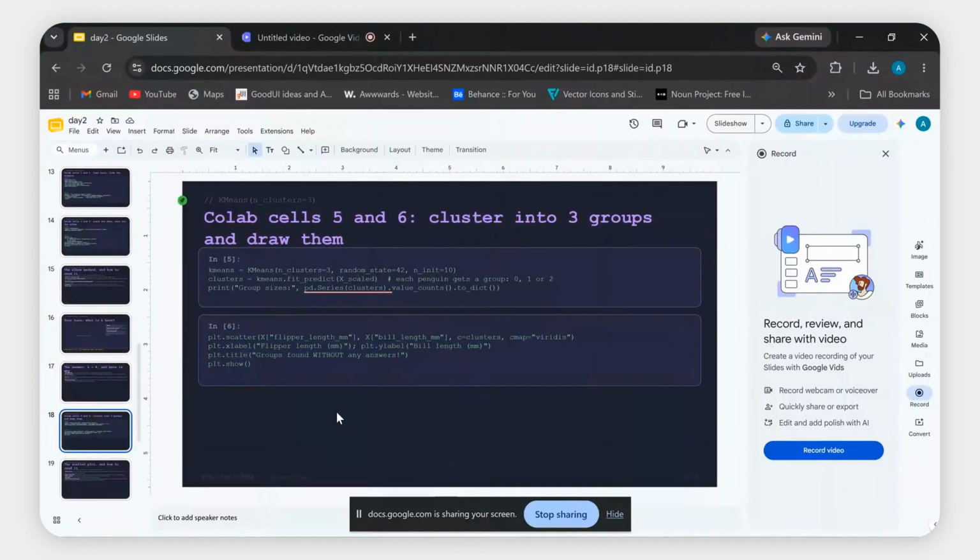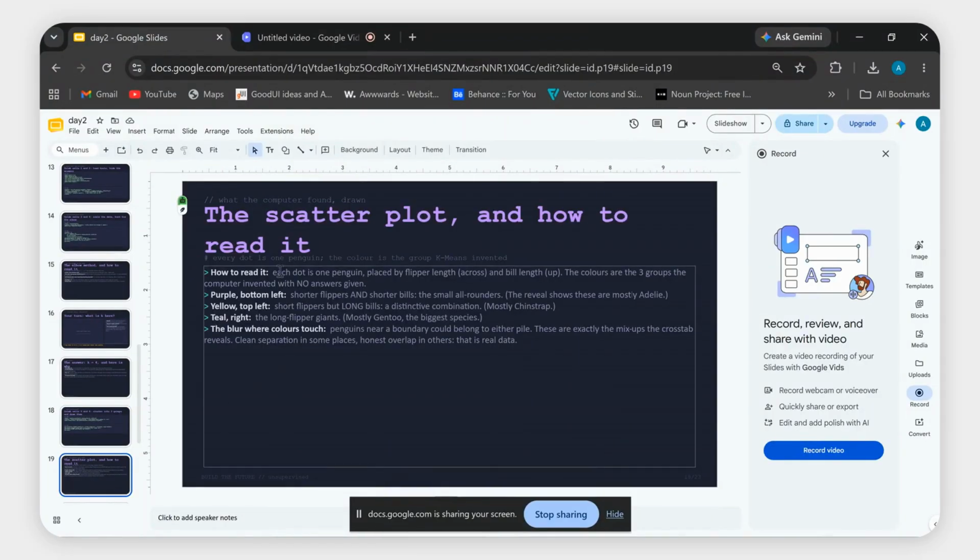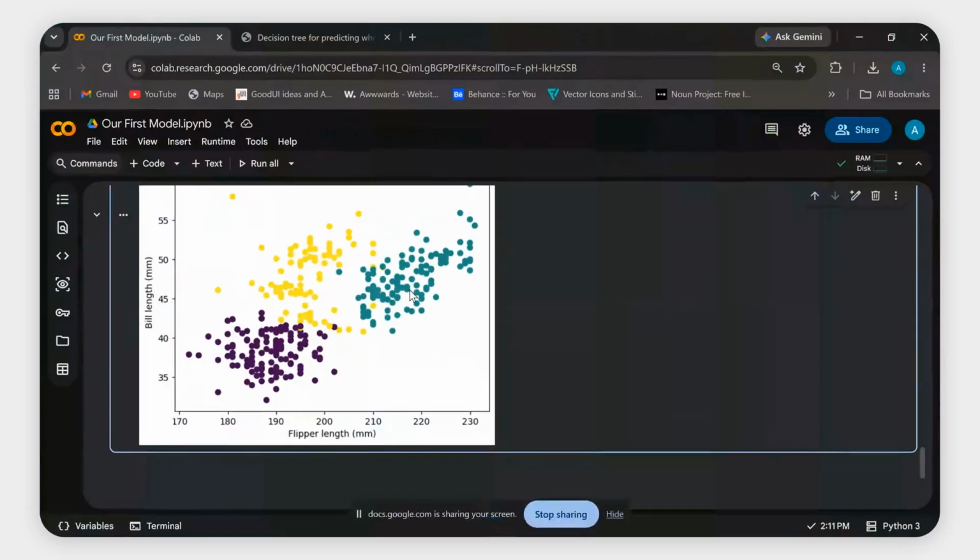Let's go back to our slide. This is the scatter plot, and now to read it. Each dot is one penguin, purple, yellow, and teal. Am I right with the colors? Yeah, purple, yellow, and teal. Every dot is one penguin. Its position is set by two measurements: the flipper length and the bill length. The color is the group number the computer gave it. Remember, the computer grouped it into 0, 1, and 2.